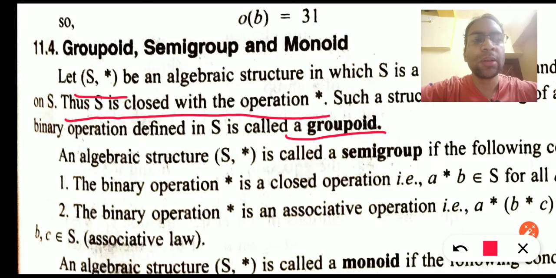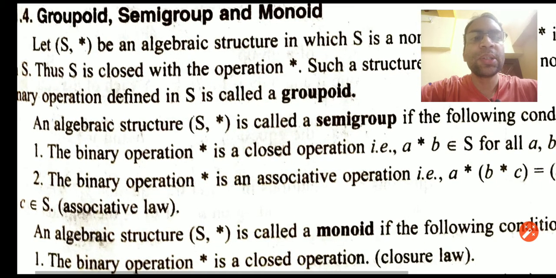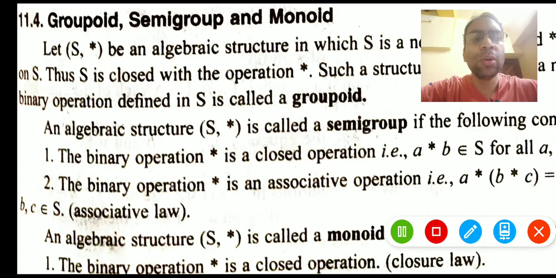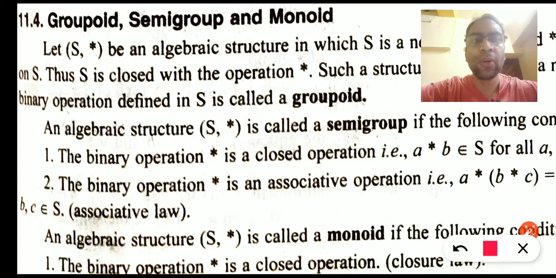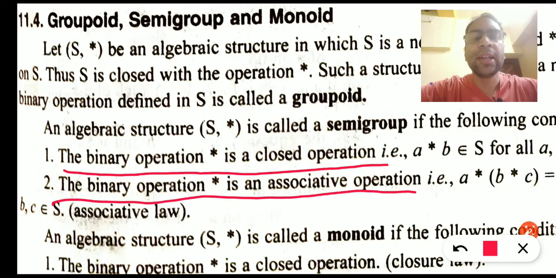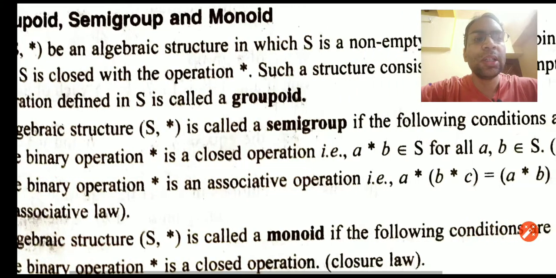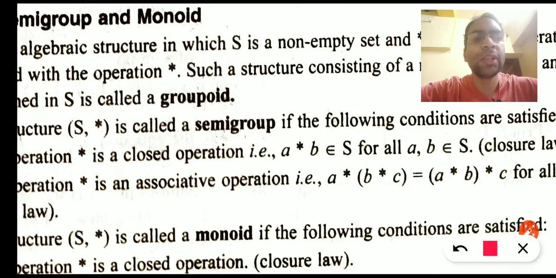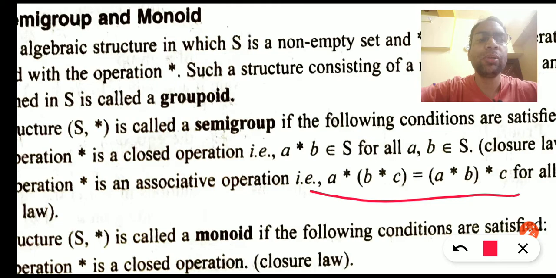Now let's talk about the next algebraic structure, which is called a semigroup. To be a semigroup, it should follow two conditions. One, the binary operation has to be a closed operation, as we already talked about in the groupoid, and the binary operation is also an associative operation. This is another property of the group. We had already seen the associative property. The mathematical version of the associative property is a asterisk within the bracket b asterisk c should be equal to the bracket a asterisk b, asterisk c.